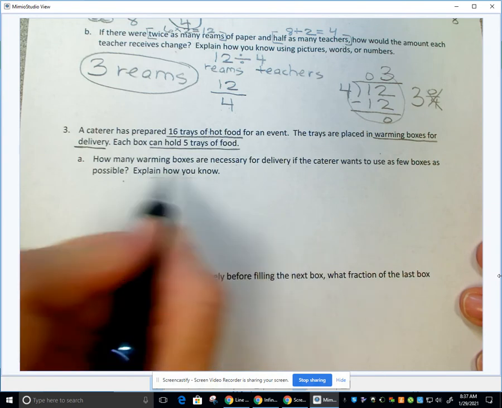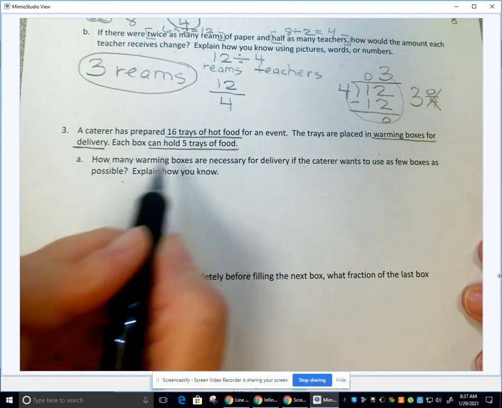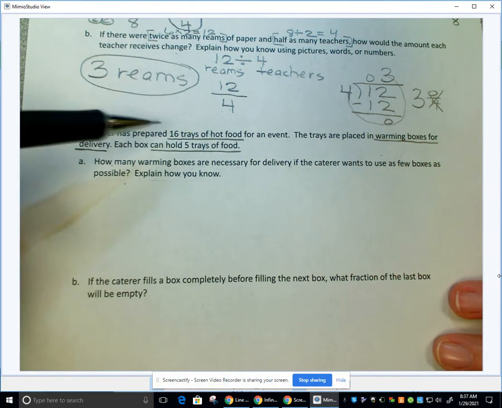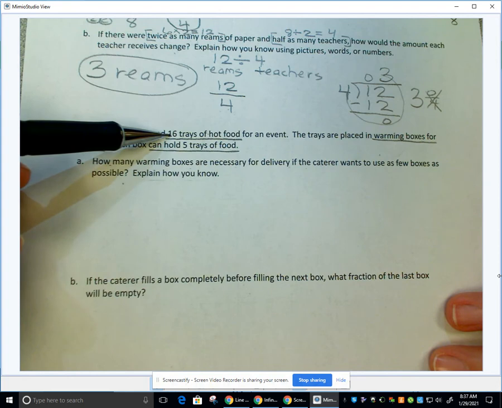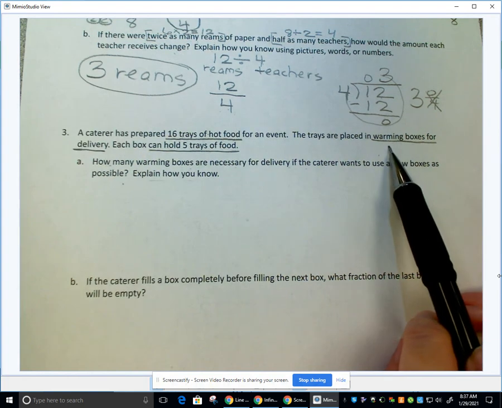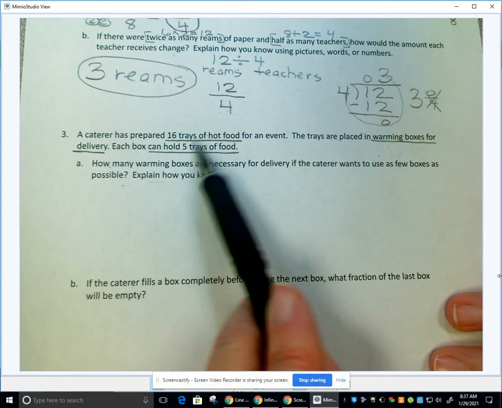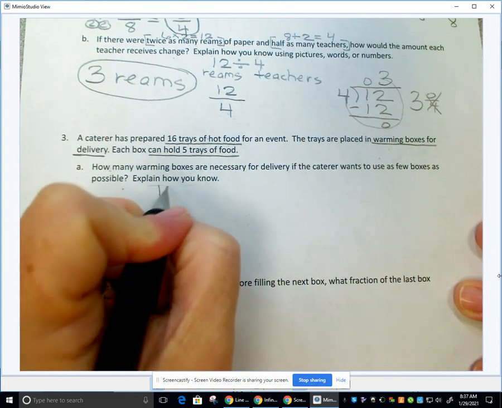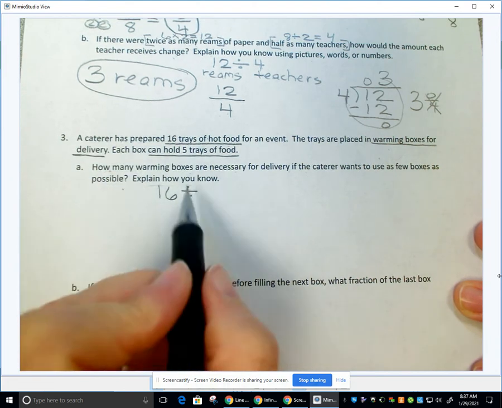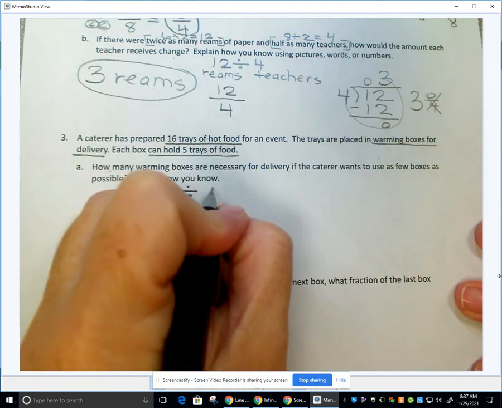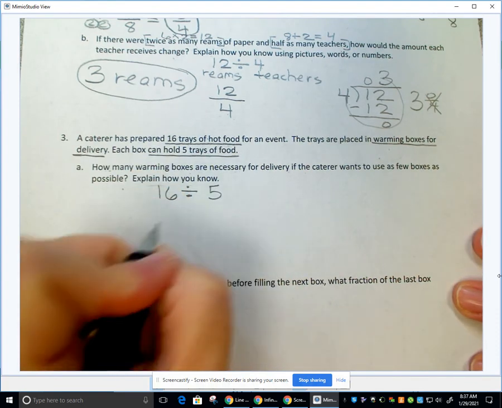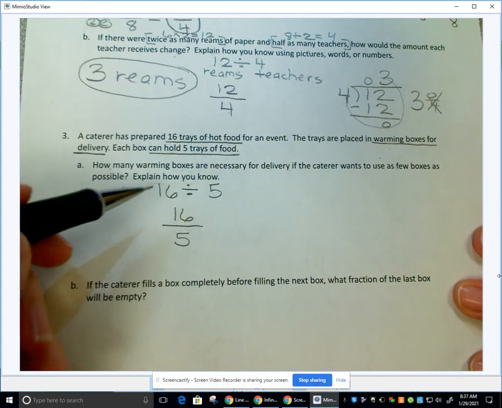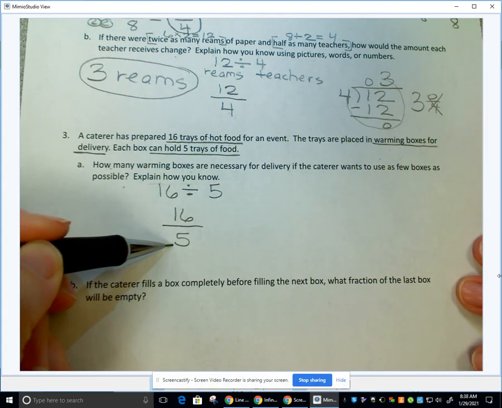Explain how you know. Now, let's go back and look. What's getting divided? Because we write that first. Are we dividing the 16 trays of hot food, or are we dividing the warming boxes? I hope you said the 16 trays of hot food. That's what's getting put into groups. So I'll say 16 divided by, we're putting it into groups of 5. And we know that would look like this, 16 fifths, right? This also means 16 divided by 5.